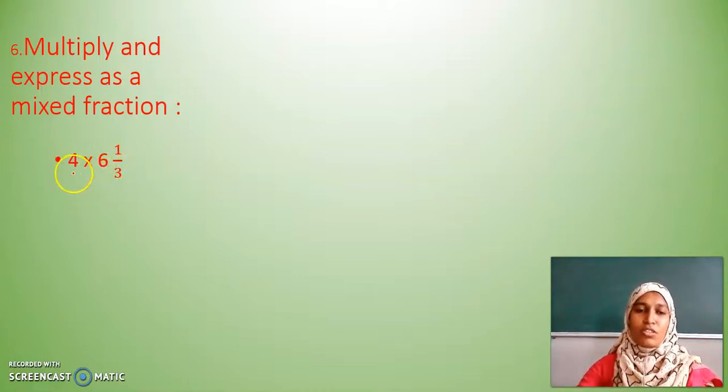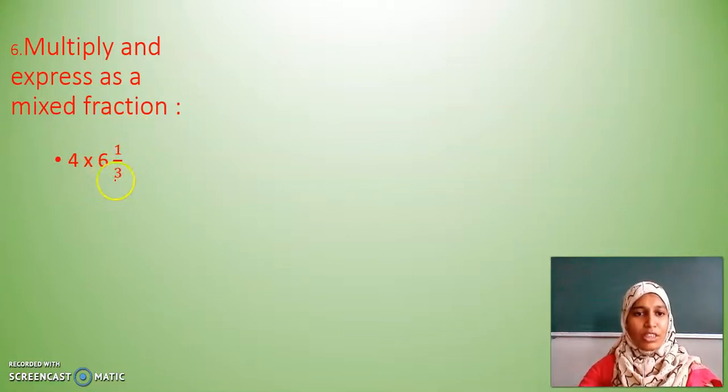Most of the students will multiply this 4 and 6. Can you do this? This is the whole part of a mixed fraction, not an improper fraction. This should not be multiplied with this 4. This 6 1 by 3 is one full number. Don't split it off. Okay.